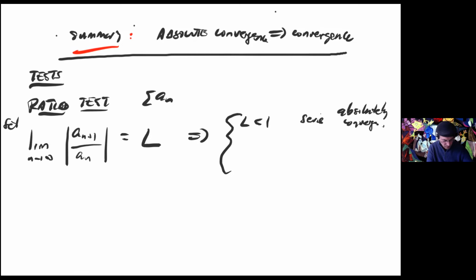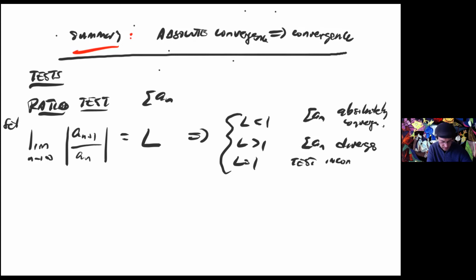If L is bigger than 1, summation a sub n diverges. And let me write summation a sub n in the first line also. And if L equals 1, the test is inconclusive. You can't say anything with the test. The test is not good enough to say anything.